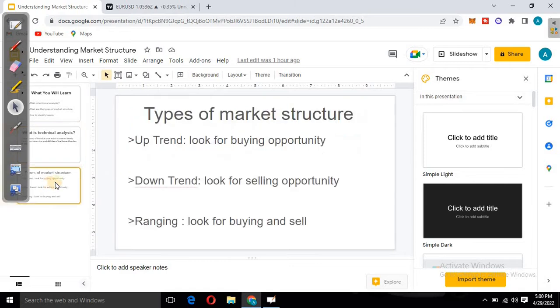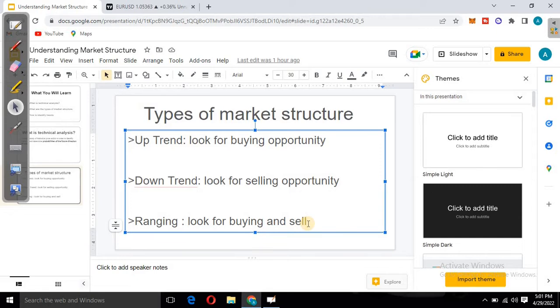All right, so moving on guys, there are three different types of market structure. We have the uptrend. In an uptrend, what do you do? You look for buying opportunities. Then the second one is the downtrend. In a downtrend, you look for selling opportunities. And the third one is ranging. In a ranging market you look to do what? To buy and also sell at the same time. So I'm going to be breaking each of these down and show you how you can identify those things in the market.